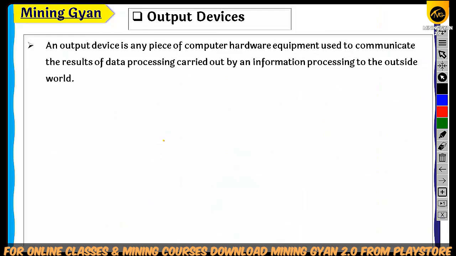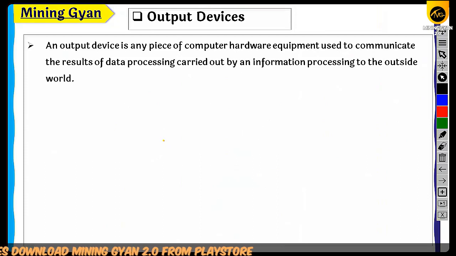Okay, so that's it for today. In the next class we are going to complete the topic of unit 2, and discuss output devices. The input devices are completed. In the next class we are going to discuss output devices, printers, and all the types of printers.